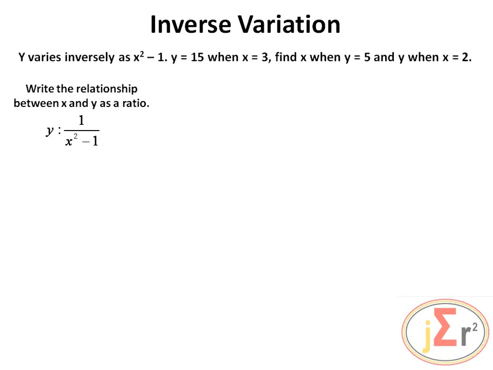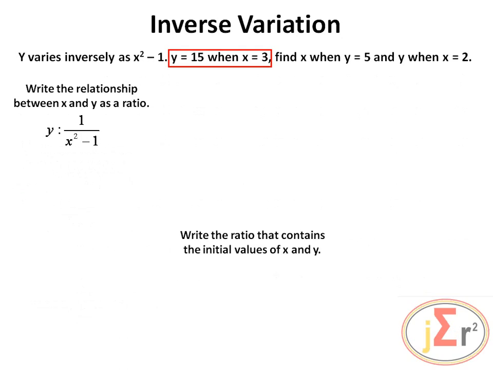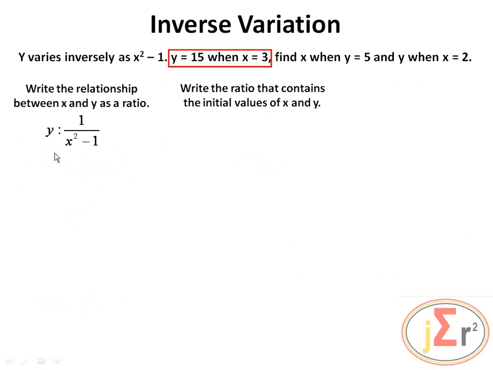It's our inverse variation problem that we solved some time ago, and we're going to be using ratio to solve that. So what do we do? Y to 1 over x squared minus 1. That is our ratio. Y to 1 over x squared minus 1. And that's what we have right there. Now, we are going to be using y is 15 and x is 3. Of course, this may be simplified. We know what 3 squared is, and we know what 9 minus 1 is.